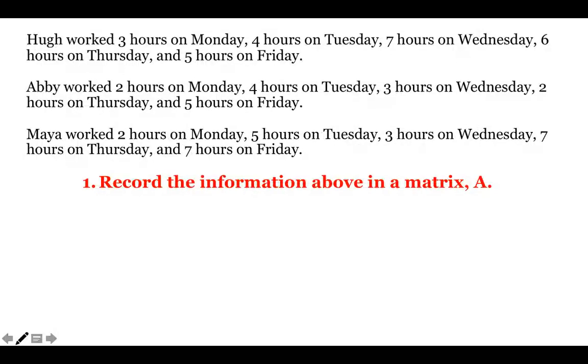So let's see. Hugh worked 3 hours on Monday, 4 hours on Tuesday, 7 hours on Wednesday, 6 hours on Thursday, and 5 hours on Friday. Abby worked 2 hours on Monday, 4 on Tuesday, 3 on Wednesday, 2 on Thursday, and 5 hours on Friday. And then Maya worked 2 hours on Monday, 5 hours on Tuesday, 3 hours on Wednesday, 7 hours on Thursday, and 7 hours on Friday. Record the information above in a matrix, and we're going to refer to it as Matrix A. Maybe take a minute and see if you can do this. If you have my PowerPoint printed, you already see it.